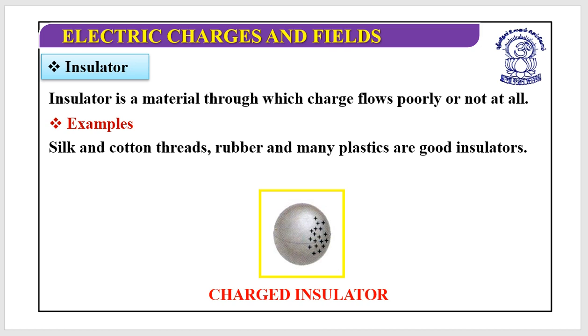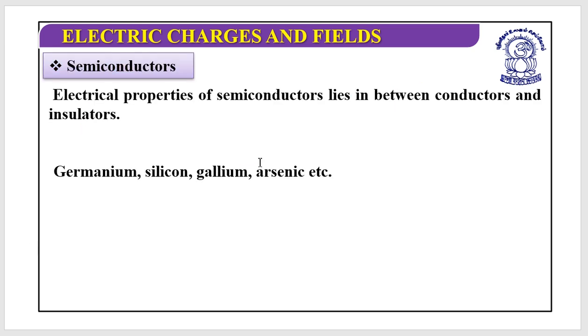Next, which are the insulators? It is exactly the reverse property of a conductor. We say that an insulator is a material through which charges flow poorly. But when we say poorly, we are talking about the practical situation. In an ideal situation, they are not going to pass at all. So when charges do not pass through a material, it is an insulator. What are the examples of insulators? We can say silk, cotton threads, rubber, plastics, all are good insulators. Remember this.